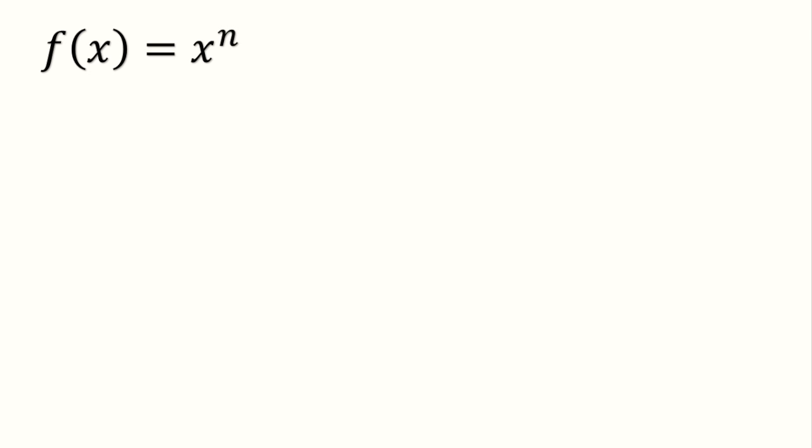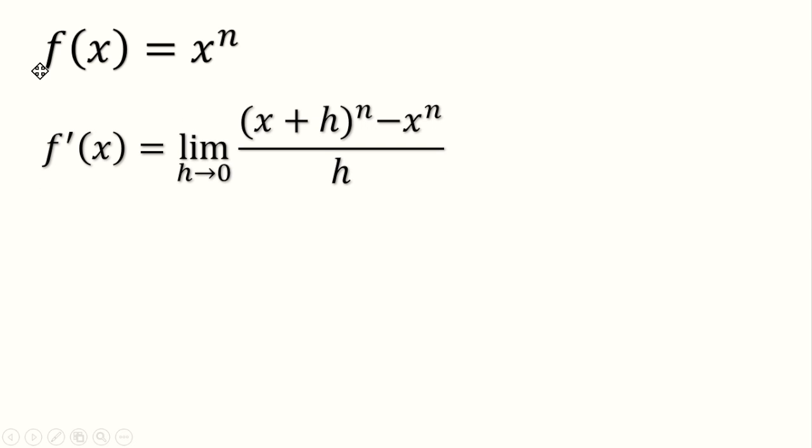So let's say that the function f of x equals x raised to n. The derivative of that function, f prime of x, would be the limit as h approaches 0 of x plus h raised to n, minus x raised to n, over h. Recall that the slope formula for the function f at a single point x would be f prime of x equals the limit as h approaches 0 of f at x plus h minus f at x, over h. So the same formula is being used over here.